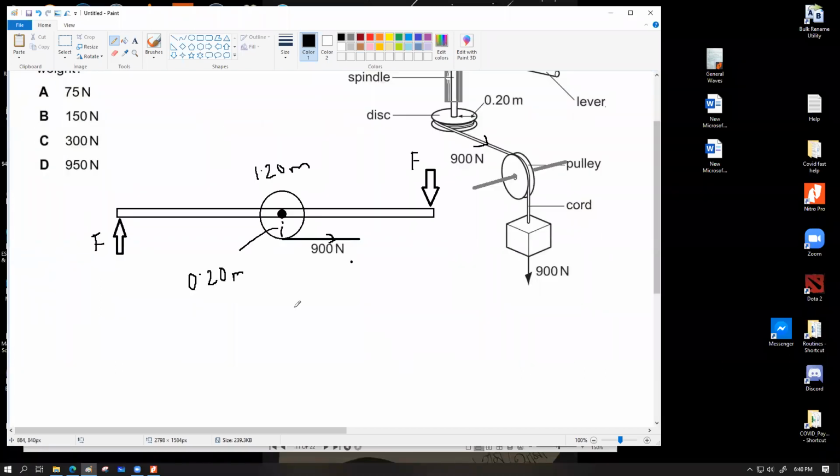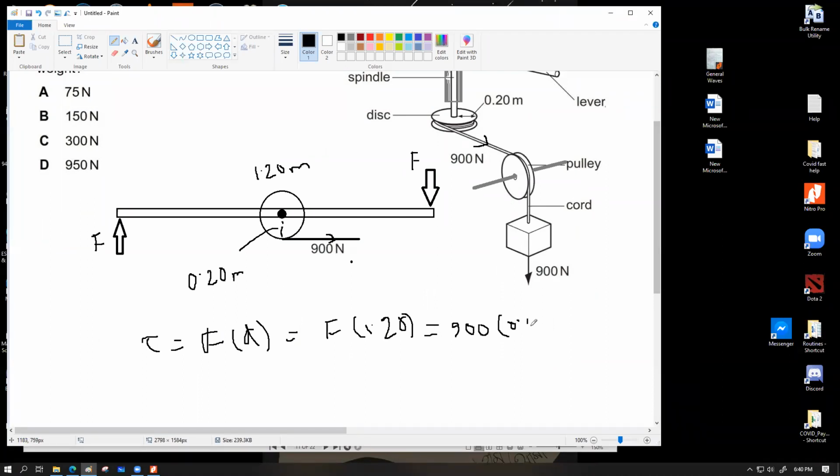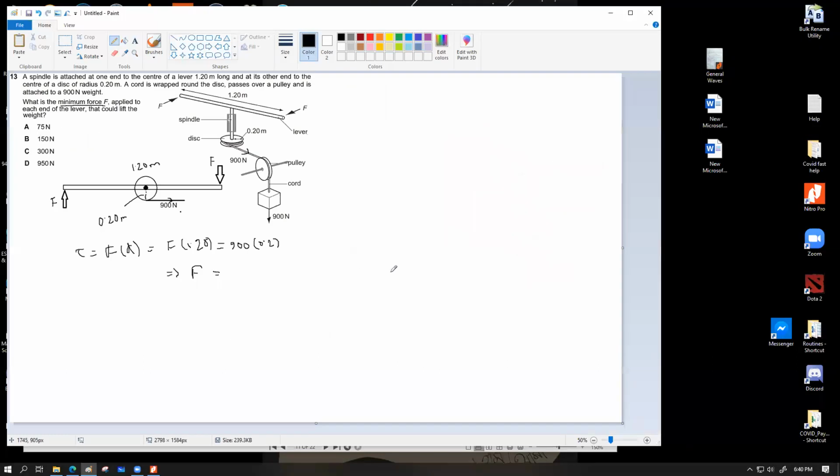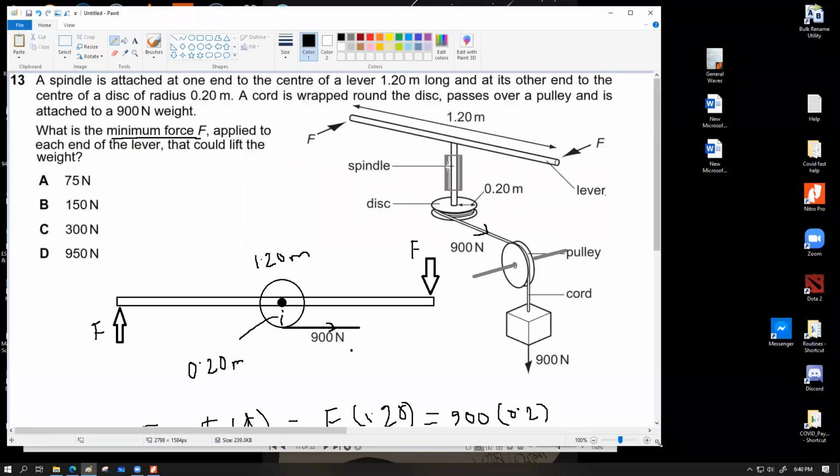So the torque produced by the couple of the F forces is going to be force into D. So that's going to be F into 1.20. By logic, this should be equal to the moment produced by this string. So this should be equal to 900 into 0.2. You are asked to calculate the value of F. So that's the entire discussion. So check this out. If you have any question, feel free to ask.